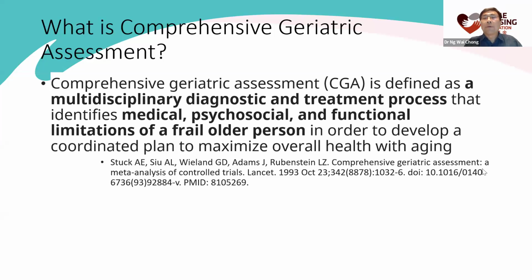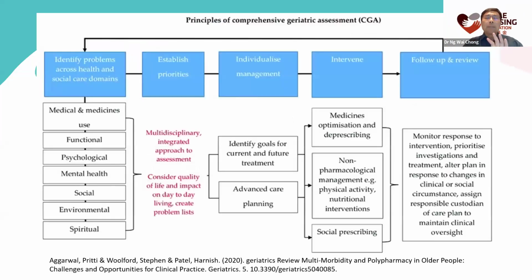So I'd like to highlight a few key terms. There is multidisciplinary. There is a diagnostic as well as a treatment process. It identifies medical, psychosocial, and functional limitations of a frail elder. So this is addressing frailty, referencing our National Frailty Protocol. This is a bit later, it's 2020. So this group of researchers codify the principles in geriatric care. So now there's a little bit more dimensions.